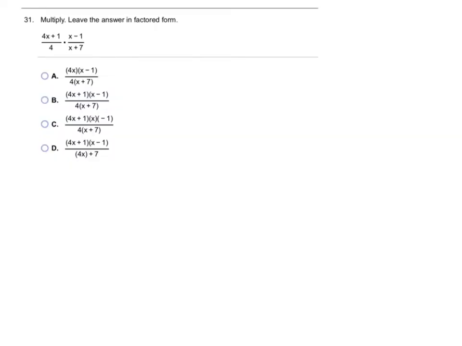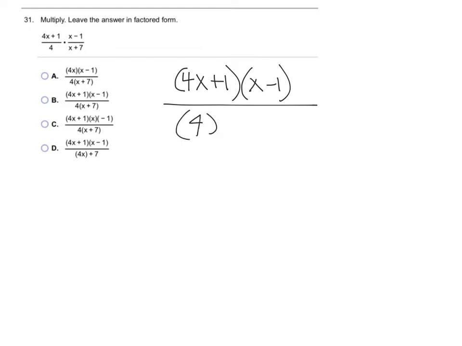Question 31. Multiply. Leave the answer in factored form. I have two rational expressions and I'm asked to multiply them together. In order to multiply rational expressions, we just multiply the numerators together and then the denominators together. So my first numerator is a 4x plus 1, and that's going to be multiplied to the second numerator, which is an x minus 1. Now with my denominators, I have a 4, and I'm going to multiply that by the x plus 7.